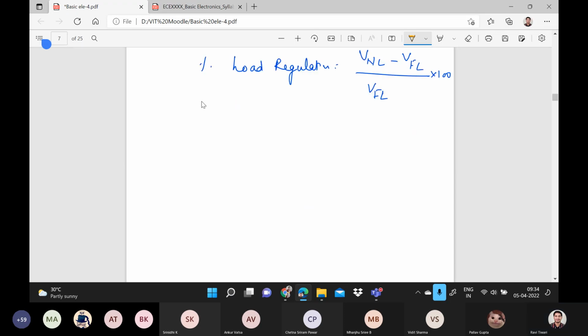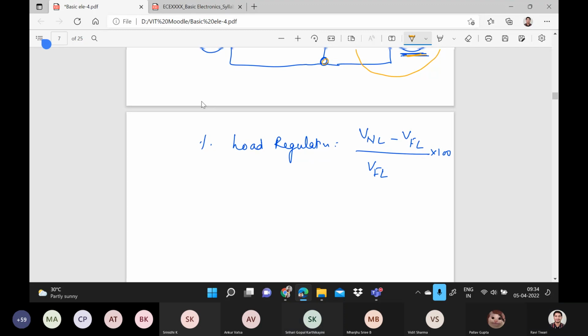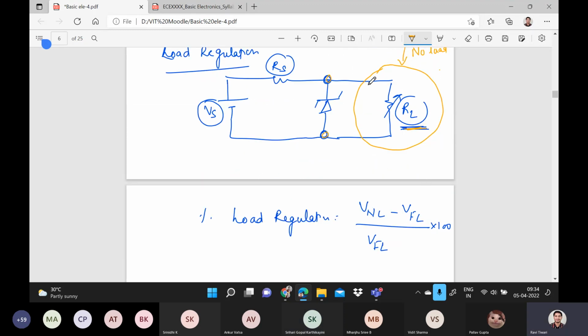Sir, can you show the formula again? Yes, yes. FL is basically the full load. See, no load means what? First, you have to remove the load resistance and then find the voltage across the diode. That is the no load condition. Full load means the highest value. Suppose it's varying from 10 to 100 ohm. You have to take the 100 ohm and then find the voltage across this diode. Then you can find the percentage load regulation. So they will give you directly the value of the no load condition and full load condition. Then you can find its value.